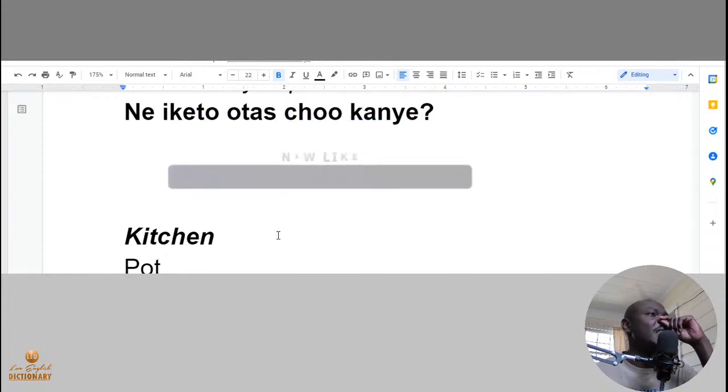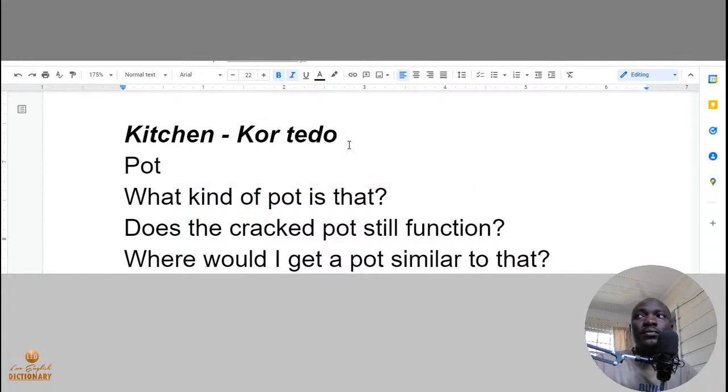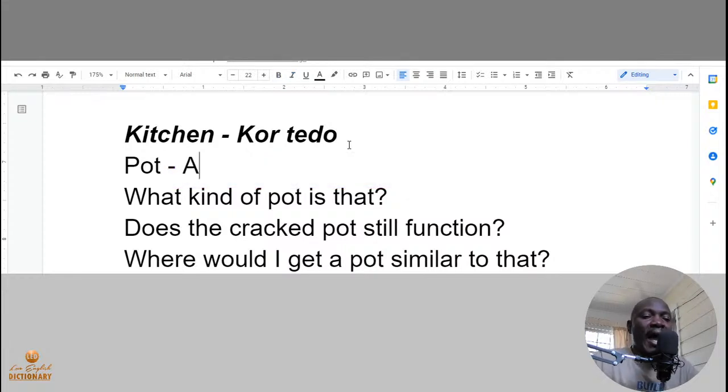Now, kitchen is... Hey, this thing has not finished. One more. Kitchen is cortado. So the side for cooking. That is the kitchen, okay? So, cortado. And in the kitchen, there's a pot. And pot is called agulu. Agulu. That is a pot in the kitchen for cooking. So the cooking pot is agulu. We have very many kinds of cooking pots. I think we have a video on that.